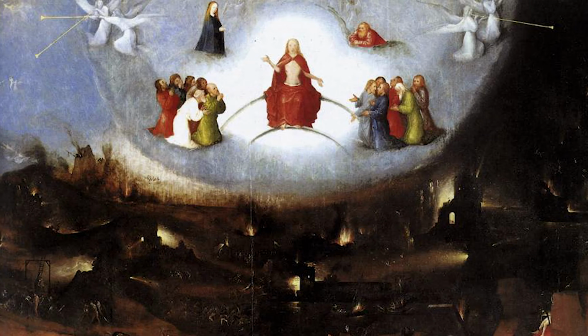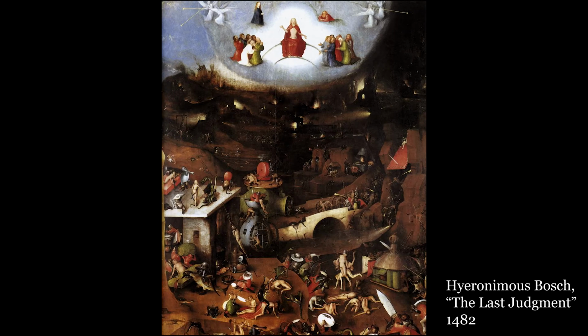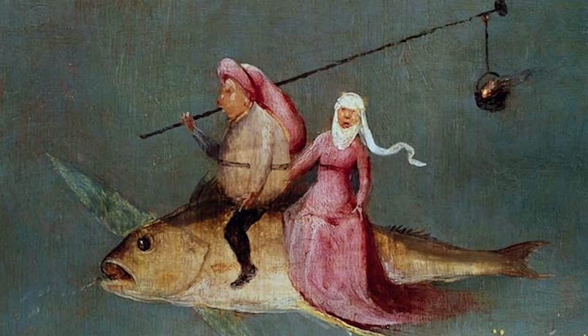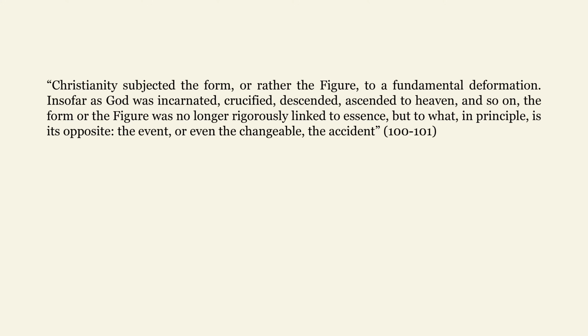It was subjected perhaps to what you could call a horizontal accident, an accident of collectivity. But with the Christians, the accident takes a brand new form, brand new coordinates, which are vertical in essence. So Christian art, in other words, discovers the catastrophe, which became a major element in Western painting. As Deleuze says, Christianity subjected the form, or rather the figure, to a fundamental deformation, insofar as God was incarnated, crucified, descended, ascended to heaven, and so on.